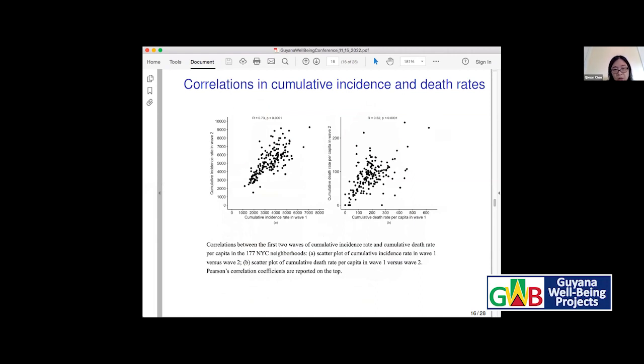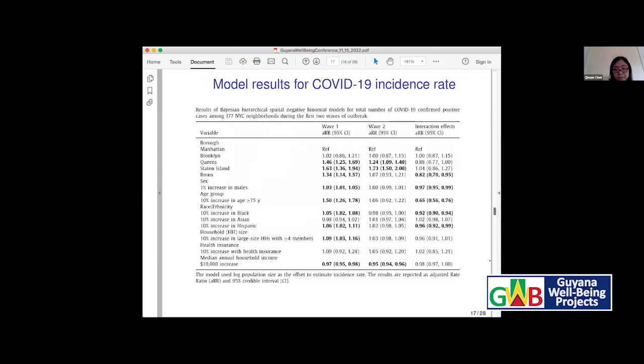This shows the correlation between wave 1 and wave 2 in the incidence and death rate. You can see it's highly correlated. So the neighborhoods that were affected in wave 1 are also more likely to be affected in wave 2. This is really interesting, because originally we hypothesized that neighborhoods hit in wave 1 built immunity and in wave 2 might be less vulnerable to the virus, but that's not true. The neighborhoods that were harder hit in wave 1 continued to be harder hit in wave 2.